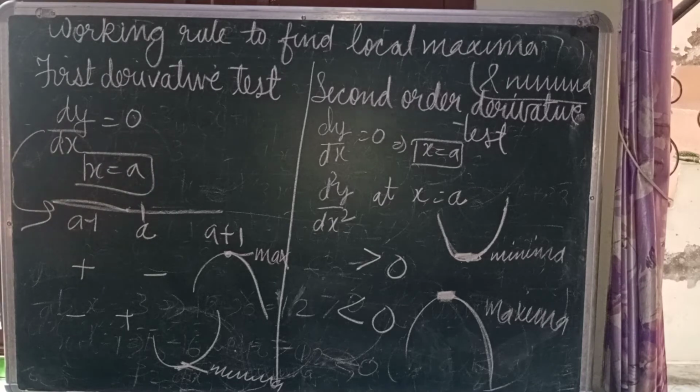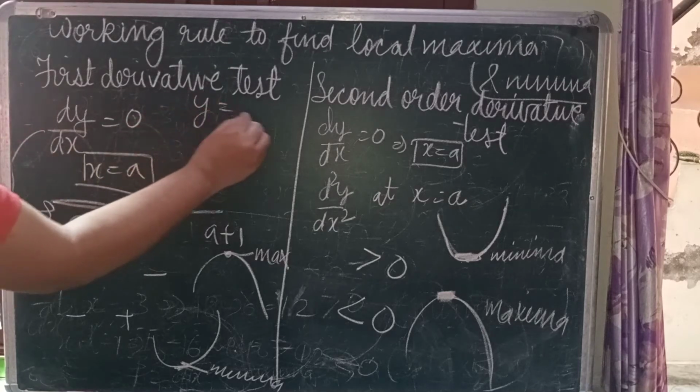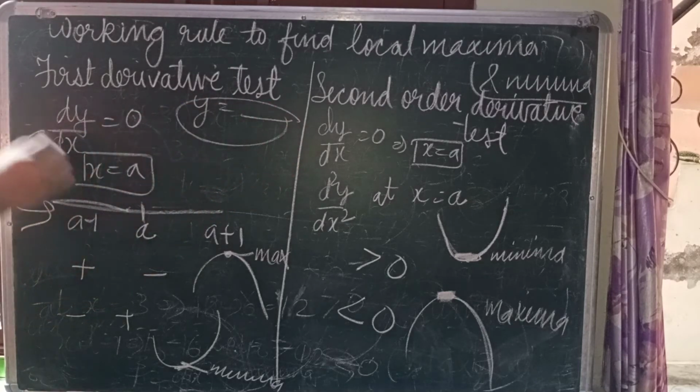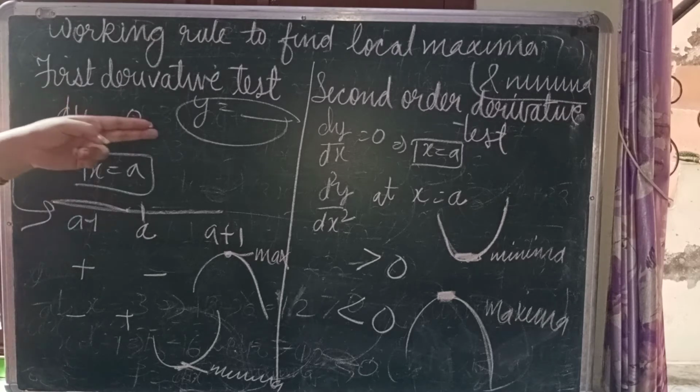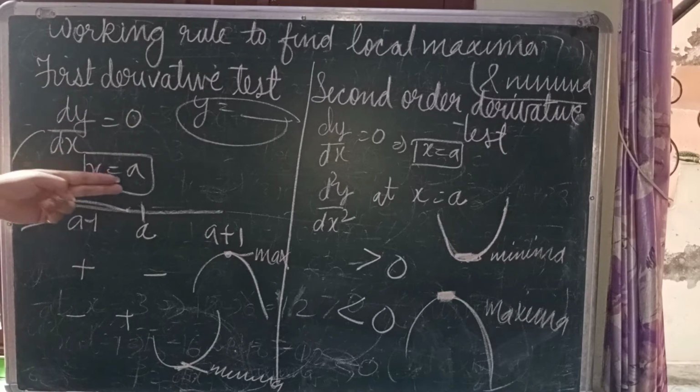The first step to find out maxima and minima is, first of all, we will differentiate the given function. Y equal to a function will be given. We have to find out the value of dy over dx. This step we have to do for both tests. Then after finding the differentiation, we will keep it equal to 0. So obviously we will get some roots, some values or some zeros.